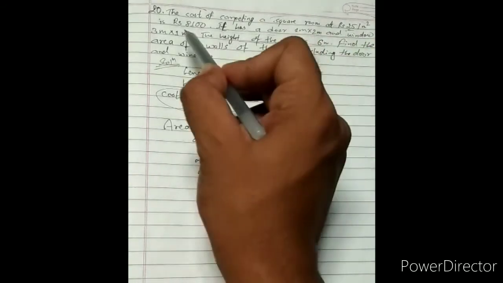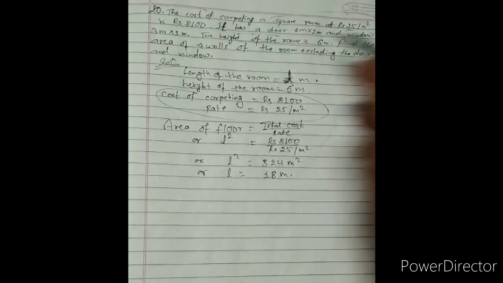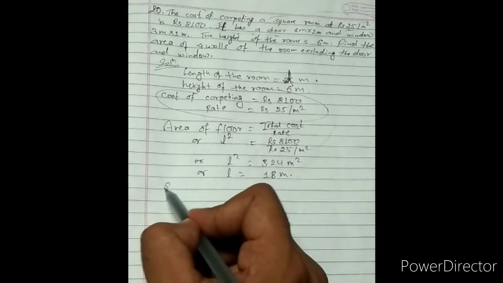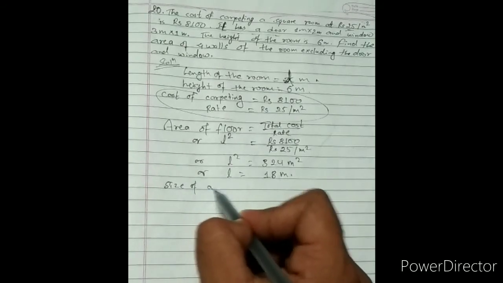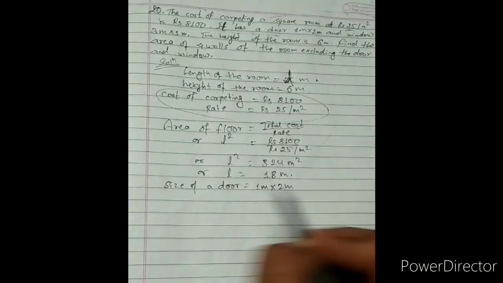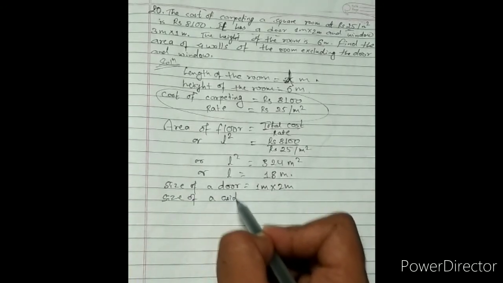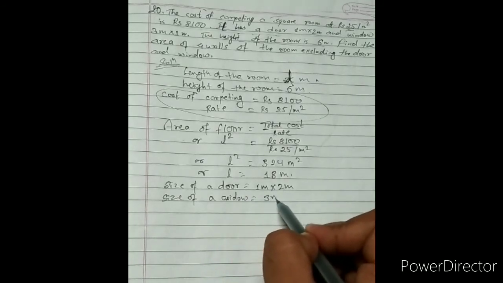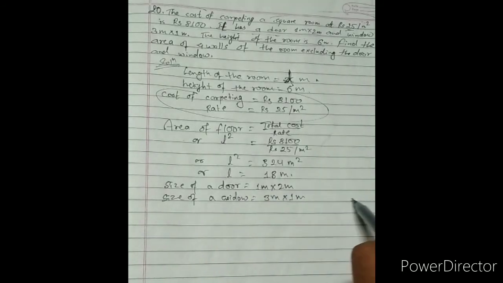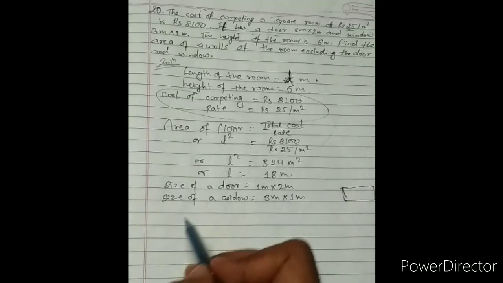Yes, we have to find, it has a door and window. The height of the room is 6 meter. Find the area of 4 walls. Size of a door is 1 meter by 2 meter, 1 into 2. Similarly, size of window is 3 meter into 1 meter, means length is 3 meter. Actually this is breadth, but we'll write h because window and door are kept vertically.